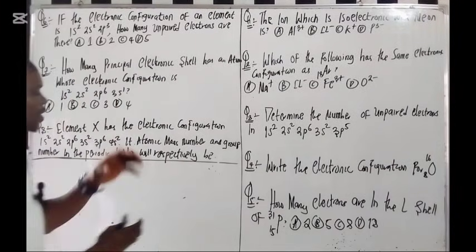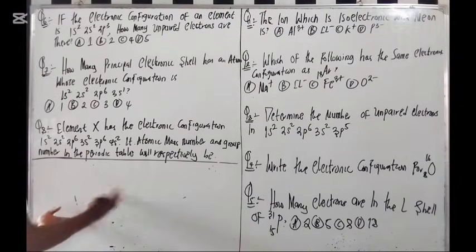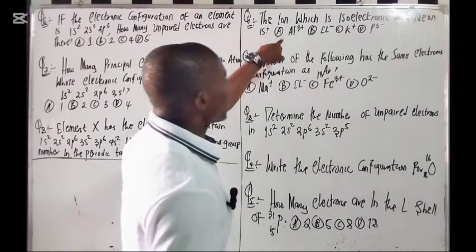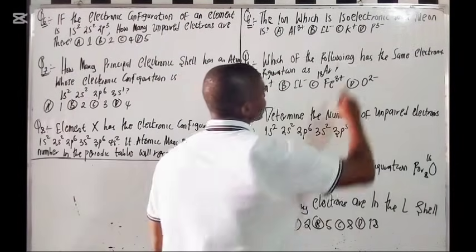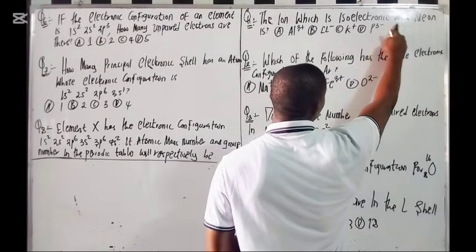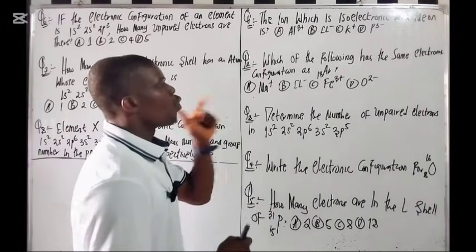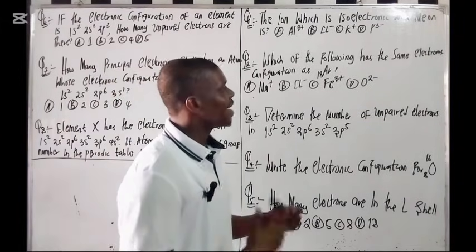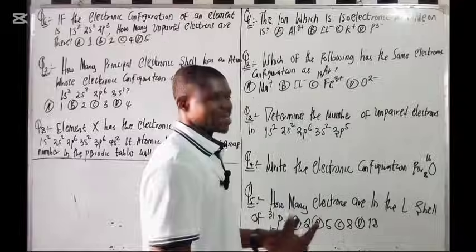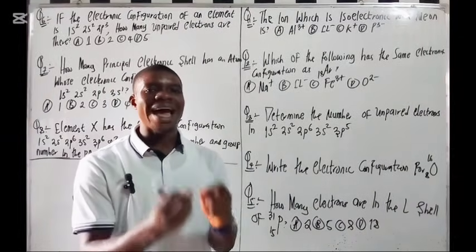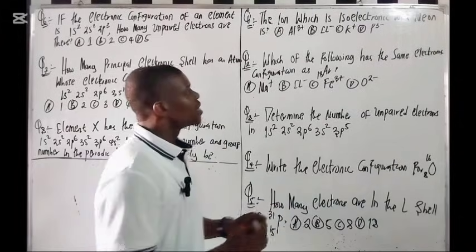So let's look at the first question, and I'll be using it to explain here. The question is: the ion which is isoelectronic with neon is. So they say that the ion which is isoelectronic with neon is. Now, what does the word isoelectronic mean?